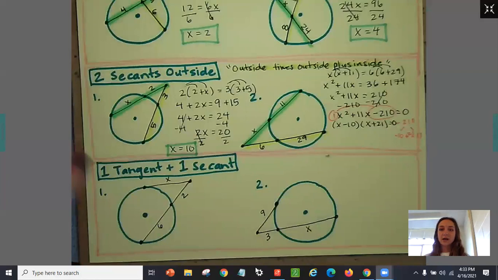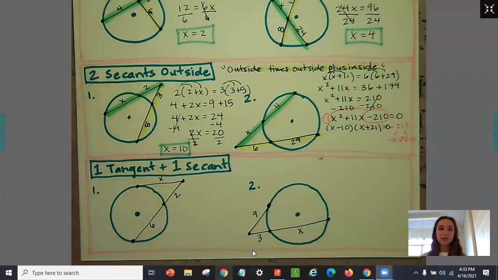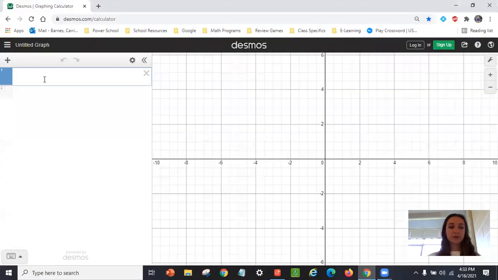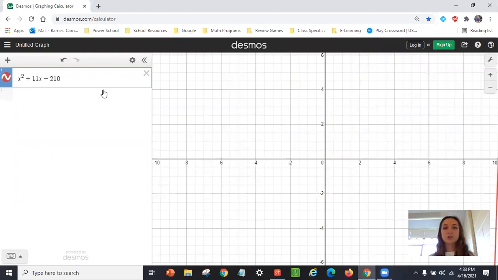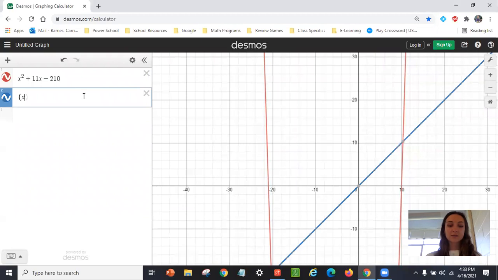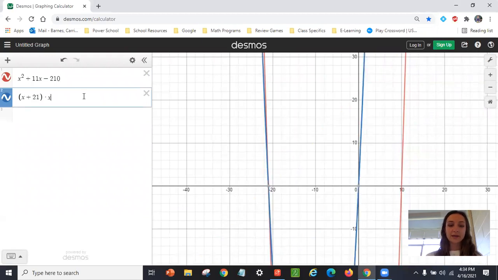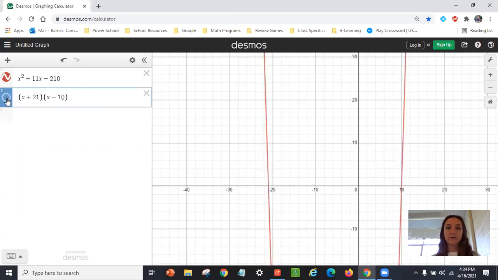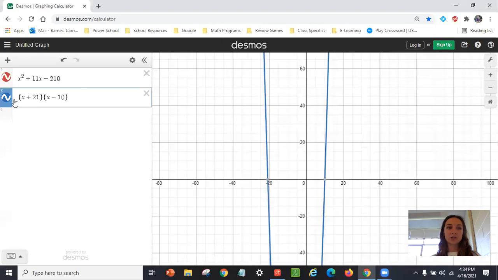Another way that you could have done this, if you did not know how to factor that, you could go to Desmos and you can type in x squared plus 11x minus 210, and you're just going to see where this crosses through the x-axis. So we can see this crosses at negative 21 and positive 10. That means that we're going to be using x plus 21 and x minus 10. And you can see that this is correct because they do line up on top of each other. If I take this one away, it is the exact same expression.